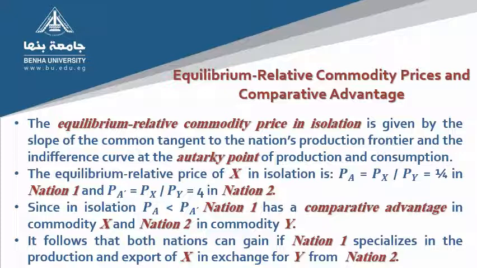Relative prices are different in the two nations because their production frontiers and the indifference curves differ in shape and location. Since in isolation PA is smaller than PA', nation 1 has a comparative advantage in commodity X and nation 2 in commodity Y. It follows that both nations can gain if nation 1 specializes in the production and the export of X in exchange for Y from nation 2.